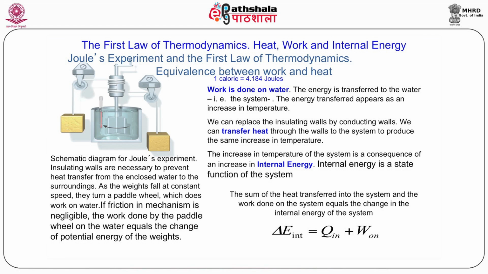The increase in temperature of the system is a consequence of an increase in the internal energy, and the internal energy is a state function of the system. The sum of the heat transferred into the system and the work done on the system equals the change in the internal energy of the system. Therefore, delta E, the internal energy change, equals Q plus the work done on the system.